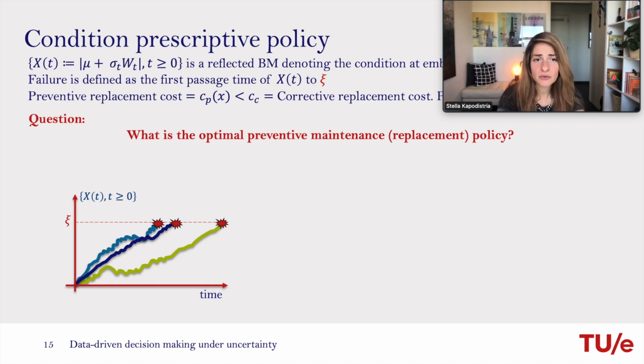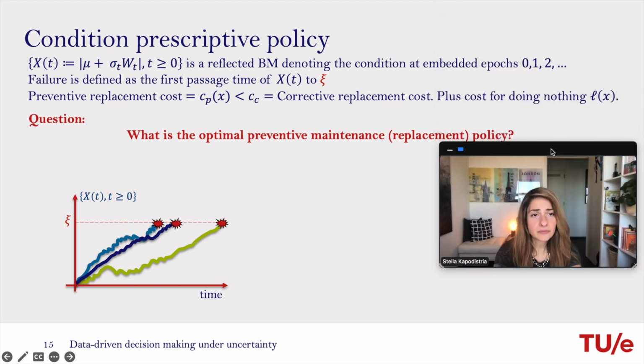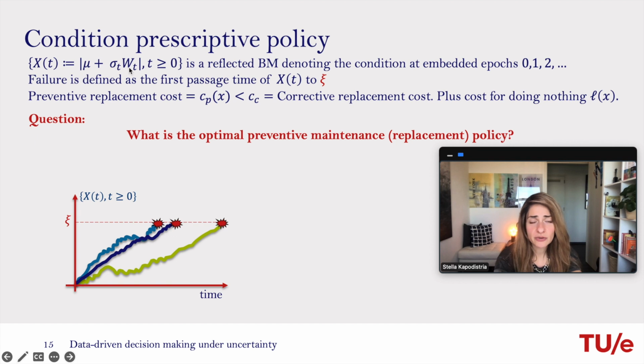So we now have an underlying stochastic model, which is a reflected Brownian motion with some drift and some volatility. We consider that the drift mu is independent of time and unknown. We assume that the volatility is of the form sigma times the square root of t, where sigma is unknown, and W of t is just a standard Wiener process, a 0,1 scaled Wiener process.